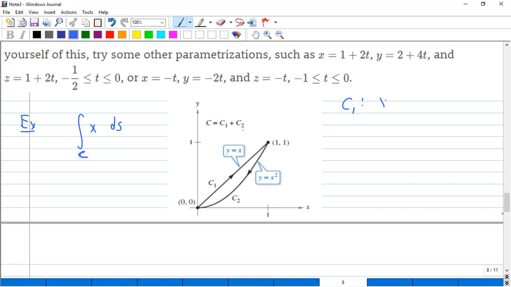So I could let x of t, or if you want to use shorthand, you can just say x. But I'm going from 0 to, wait, I'm letting t be what? Greater than or equal to 0, less than or equal to 1. So I could just let x equal t, that'll work out. Then what would I let y equal if I want to go from 0 to 1? Same thing. All right, for the second part, I'm going from 1, 1 to 0, 0.